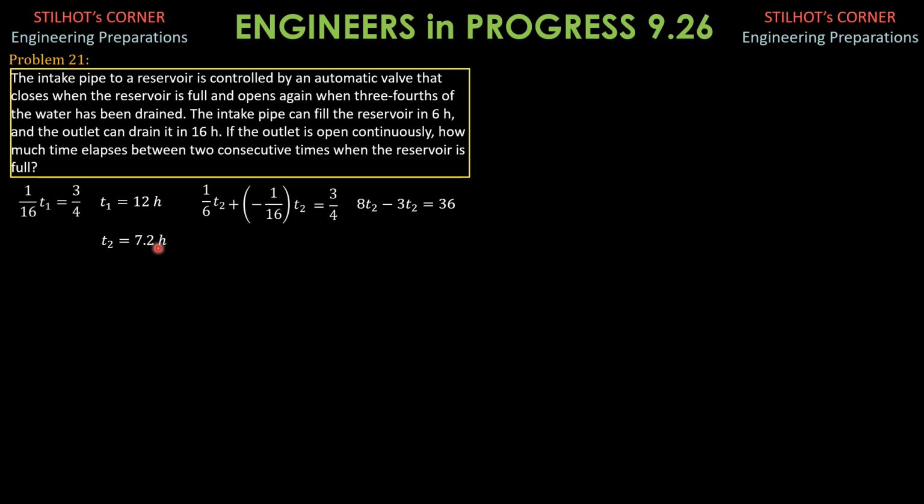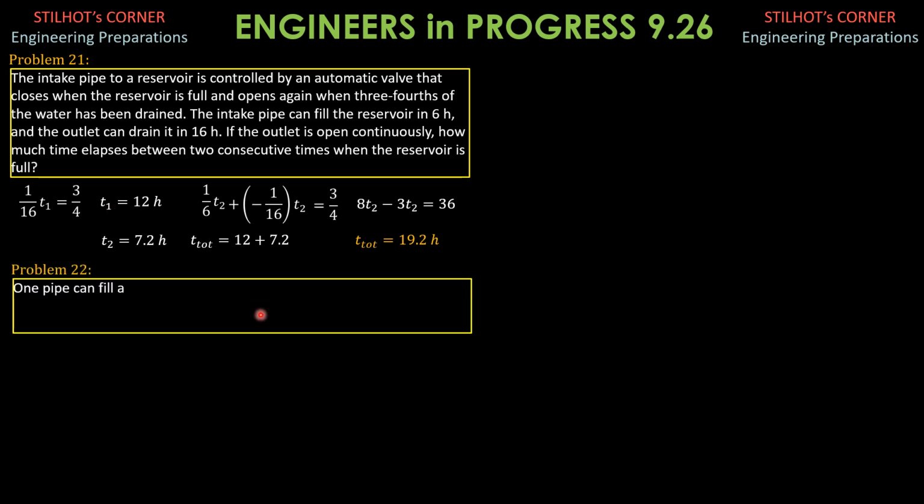Therefore, the time that elapses between two consecutive times when the reservoir is full is 12 plus 7.2, and that is 19.2 hours. So that's it for this problem 21. I hope that you understood the explanations and these equations here.